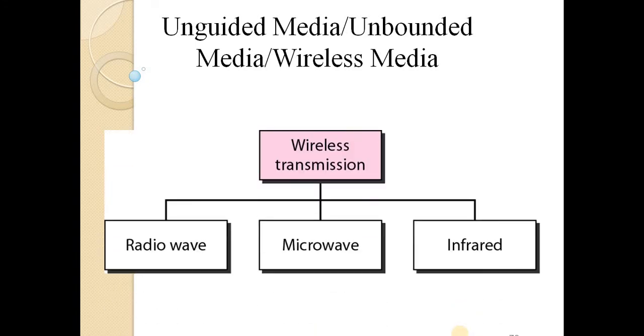Next point is unguided media, unbounded media, and wireless media. Unguided media, also called wireless communication or unbounded media, transfers electromagnetic waves without using any physical conductor. Unguided media has three types, that is radio wave, microwave, and infrared communication.